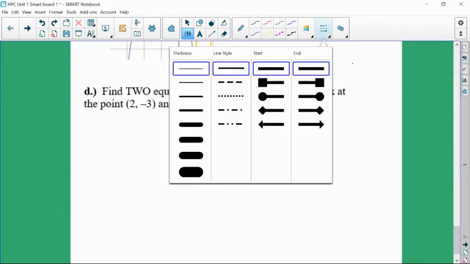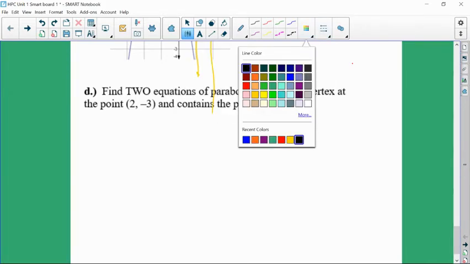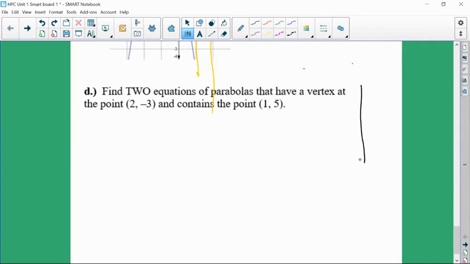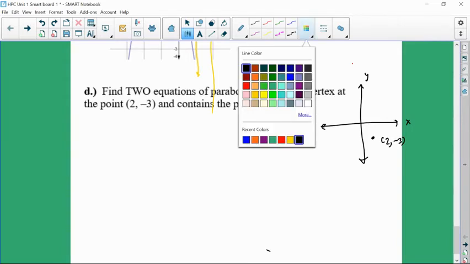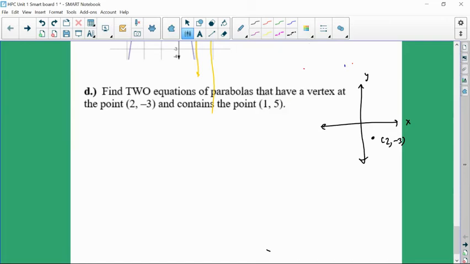So, create a picture maybe, right? Help yourself see this problem a little better. There's your y-axis. There's your x-axis. And it says 2, -3 is the vertex. So over 2, down 3. 2, -3, and it contains the point 1, 5. So maybe I'll make that one in like a blue color or something.